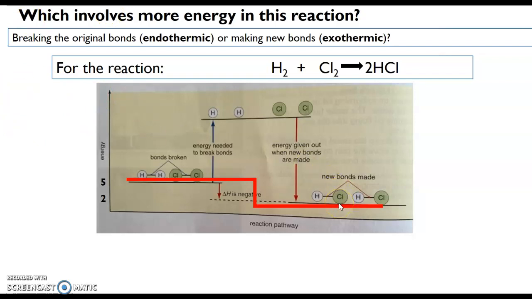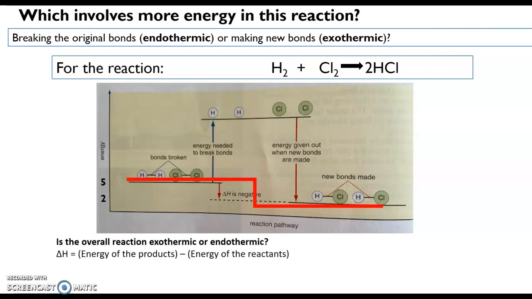And if you remember, X, Y, Z, in an exothermic reaction, we get that Z-shape graph. So we can tell just from looking at this graph that because the energy of the reactants is higher than the energy of the products, it's got to be an exothermic reaction. And if you like to see that in terms of maths, the equation we used was the energy of the products subtracted from the energy of the reactants.